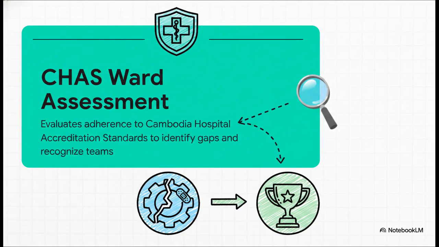And that brings us to the CHAS Ward Compliance Assessment. Think of it not as a test to punish staff, because it absolutely isn't, but as a diagnostic tool. It's like taking the hospital's vital signs to check its overall health. Our goal is twofold: spot the gaps so we can fix them, and, just as importantly, give a massive shout out to the high-performing teams who are nailing it every single day.